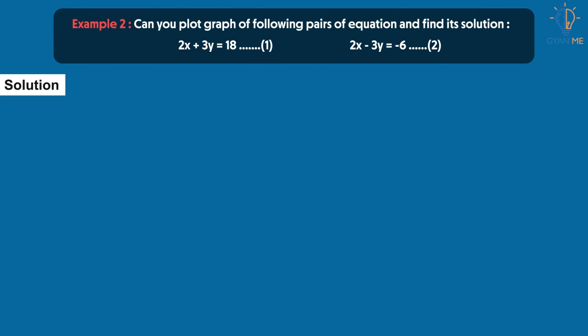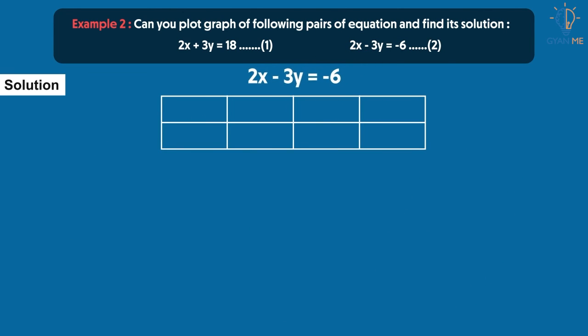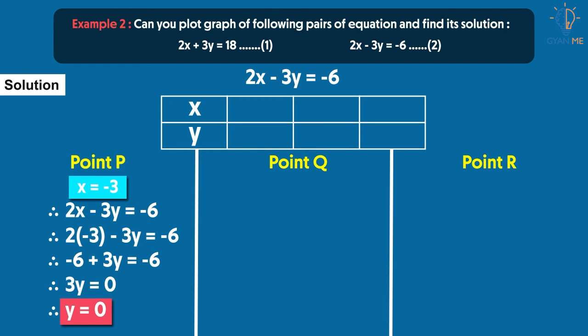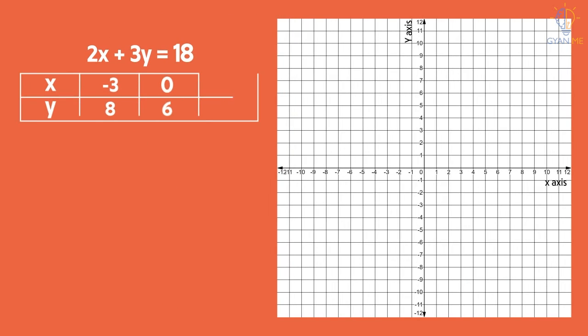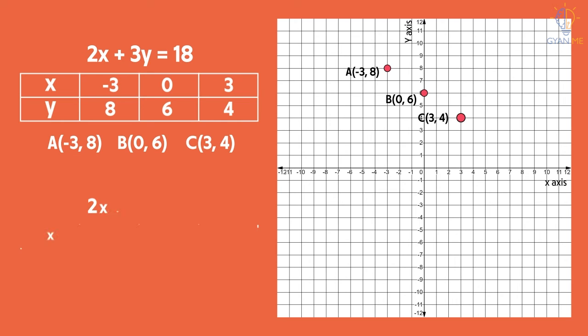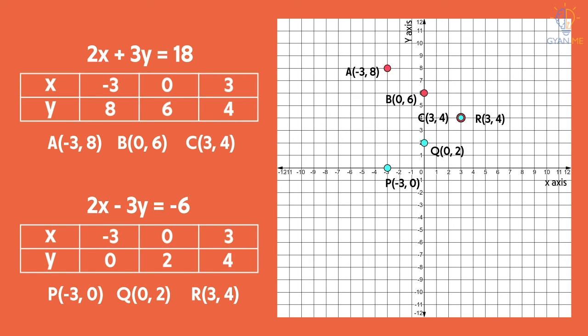Similarly, for equation 2, 2x minus 3y is equal to minus 6. Assume certain values of x and solve it to get the corresponding values of y. On doing that, we get coordinates of point P, Q and R as (minus 3, 0), (0, 2) and (3, 4) respectively. Now plot these coordinates of points A, B, C of equation 1 and points P, Q, R of equation 2 on the same graph paper and observe the lines obtained after joining them.